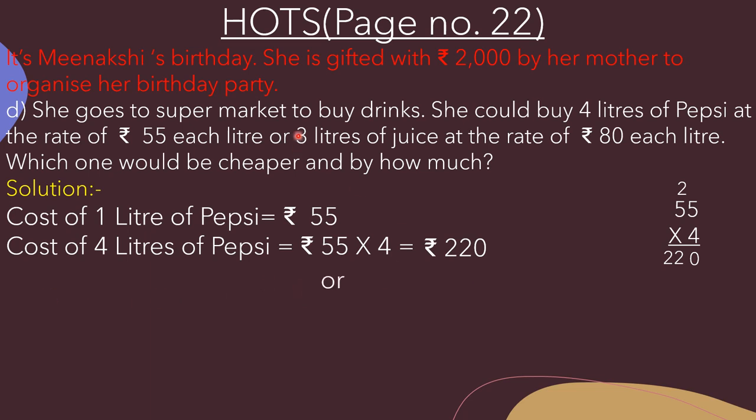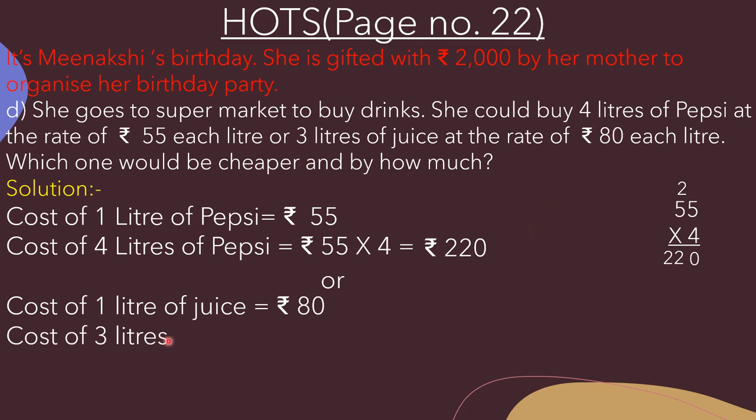Now, another option she has is 3 liters of juice. So let's find out the cost of 3 liters of juice. We will write here: cost of 1 liter of juice is equal to rupees 80, and we have to find out for 3 liters. So cost of 3 liters of juice is equal to rupees 80 multiplied by 3, and that is equal to rupees 240, because 8 threes are 24. And we will put 0 at the right hand side of 24.